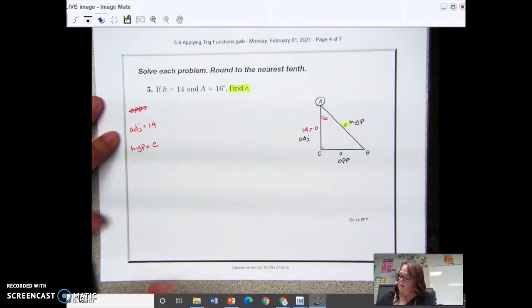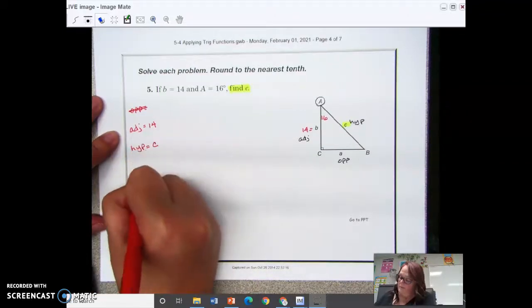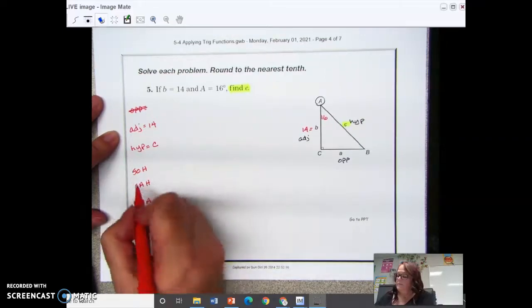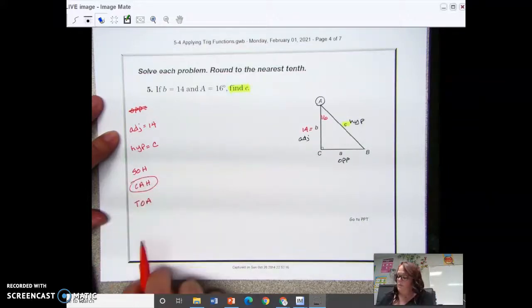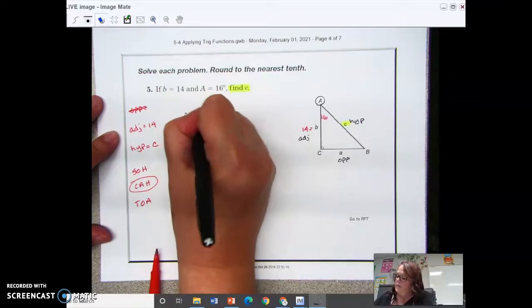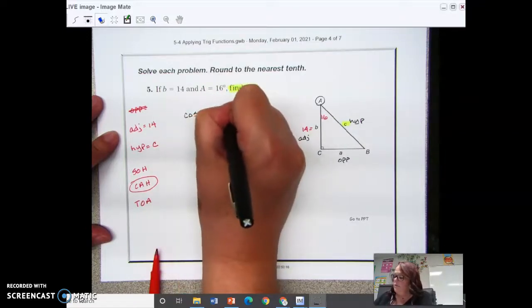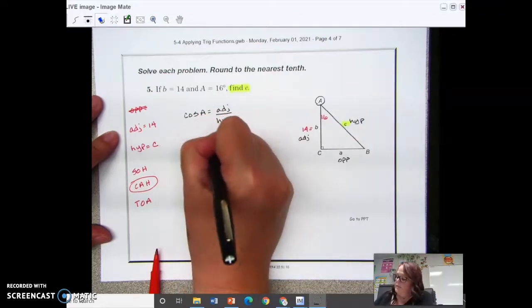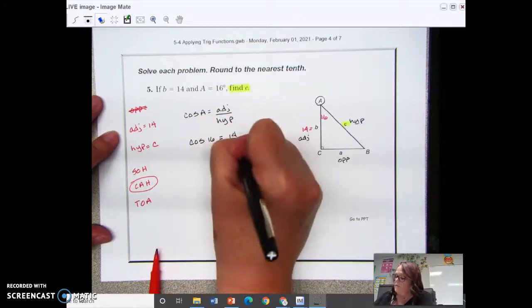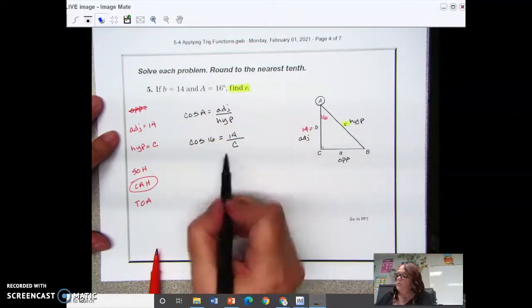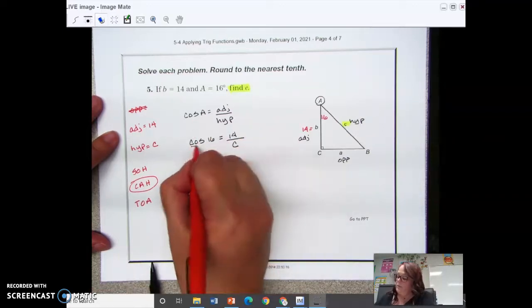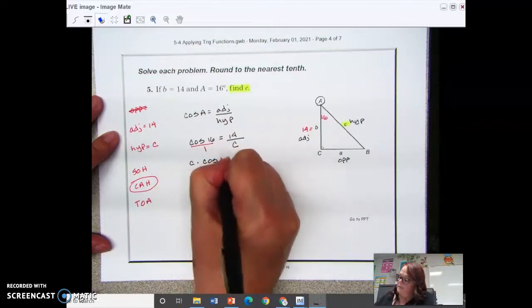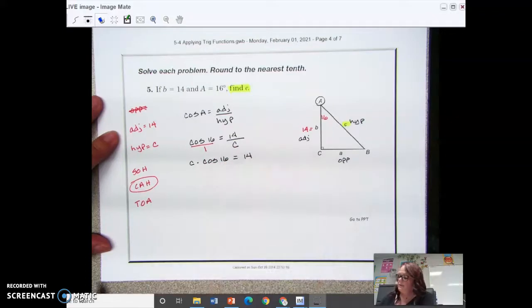And so when I talk about SOHCAHTOA, which one of these has adjacent and hypotenuse in it? So hopefully you can see that that would be cosine. So we're going to say cosine of A is equal to adjacent over hypotenuse. So that means that we have the cosine of 16 is equal to 14 over C, and C is what we're looking for. So again, that C is in the denominator, so I'm going to put this over 1 and cross multiply. So I have C times the cosine of 16 is equal to 1 times 14.